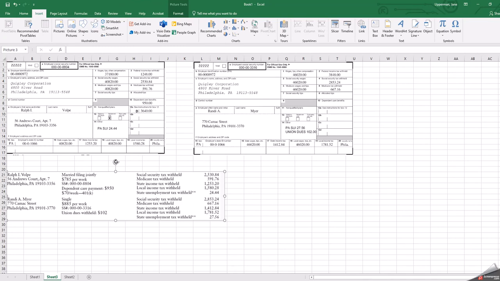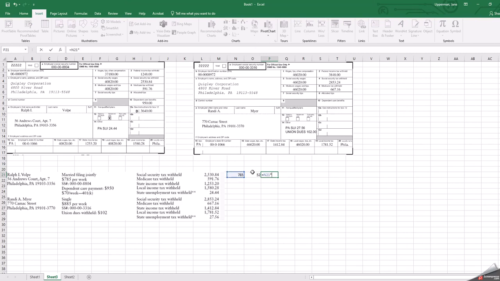So this is the scenario down here. Ralph makes $785 a week. So if Ralph makes $785 a week and there's 52 weeks in a year, his total annual pay is going to be $40,820. So if you come up here and you look, you will see that that is what his Social Security wages are and his Medicare wages are.